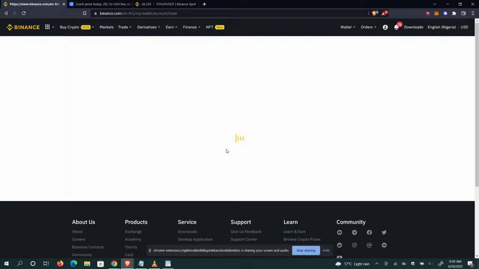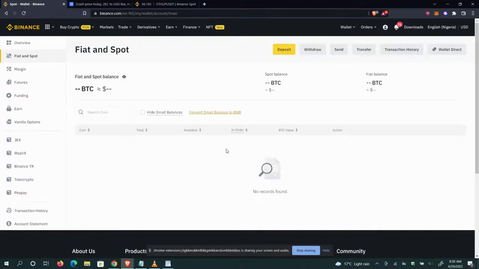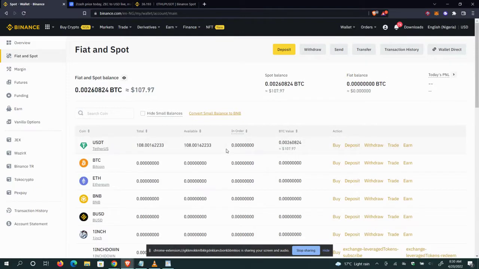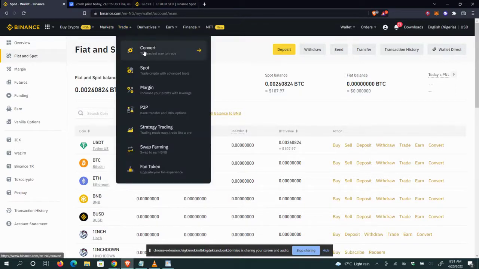Now let's say I want to convert my USDT to any coin, say BUSD. If you buy USDT through P2P, it's always advisable, whenever you want to buy a coin via P2P, not to buy the coin itself but a stable coin. When you buy a stable coin, then you convert on Binance. So how do I do it? All I need to do is come here on trade and click on convert.